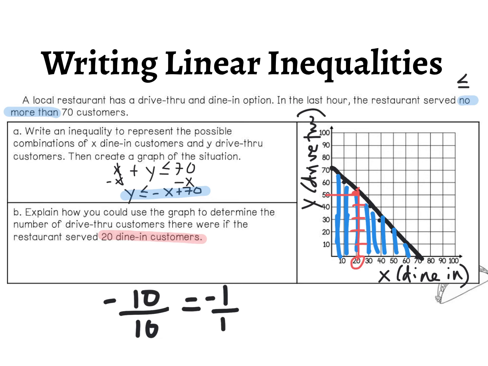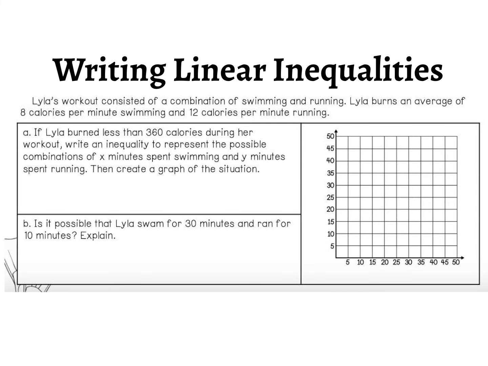So that's how you would use a graph. Anything in the shaded region is going to be a possibility under 20. All right, for our last scenario, last example here. Lila's workout consisted of a combination of swimming and running. Lila burns an average of 8 calories per minute swimming and 12 calories per minute running. So I'm going to be dealing with swimming plus running, right? That's my scenario here.